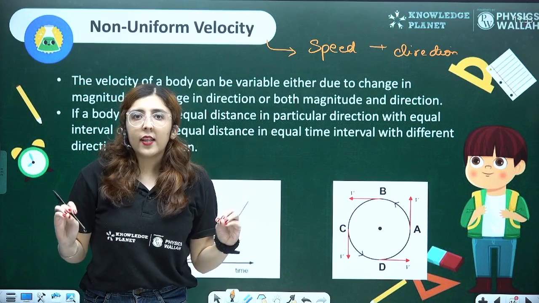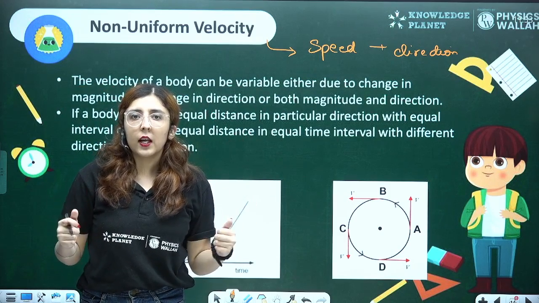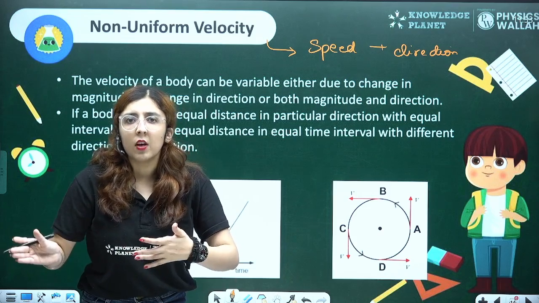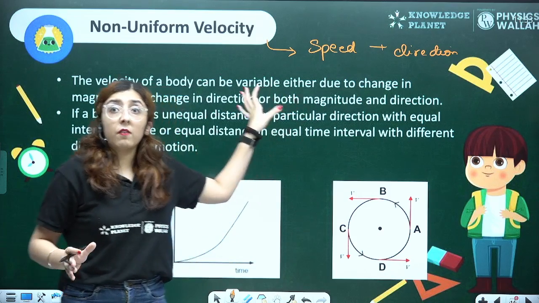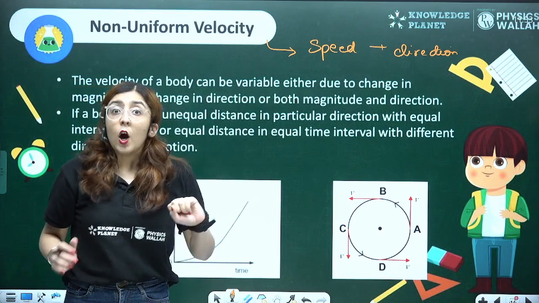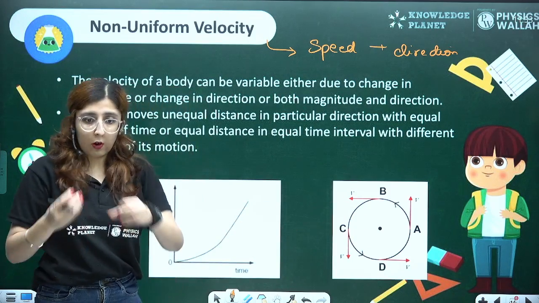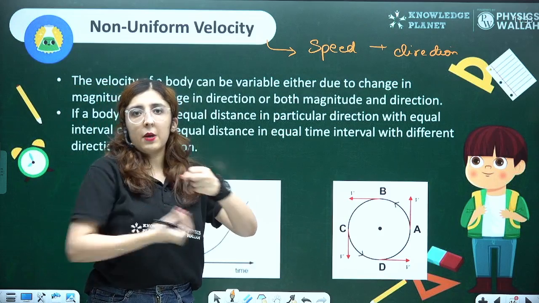Okay, you are there on a crowded road. Certainly your speed will also change, and your direction will also change. So what you are going to see is you are moving with non-uniform velocity. Okay, when we talk about moving in a circle, of course over there direction is changing at every moment.